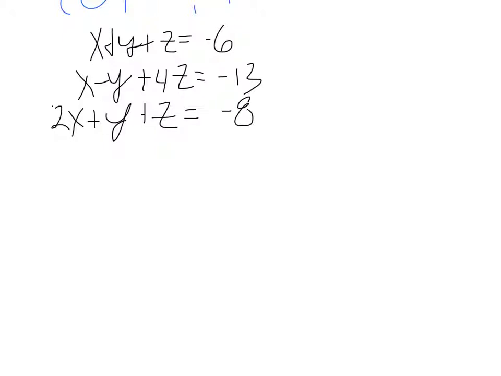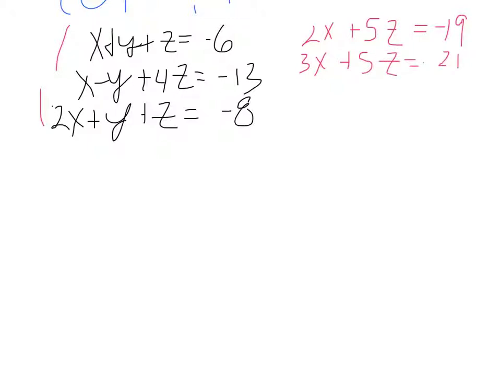So here, just taking a minute to look at these, it looks like if we add these two together, the y's go away. So I'm going to eliminate the y's. So x and x gives us 2x. Now z plus 4z is going to give us plus 5z, and this equals negative 19. And then adding the second two, x and 2x is 3x, the y's cancel, 4z and z is 5z, and then negative 13, negative 8 is negative 21.